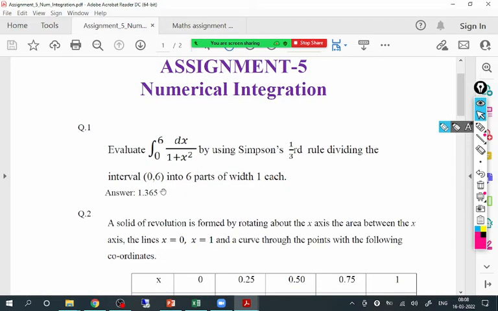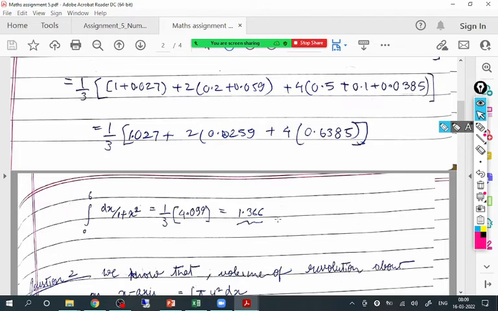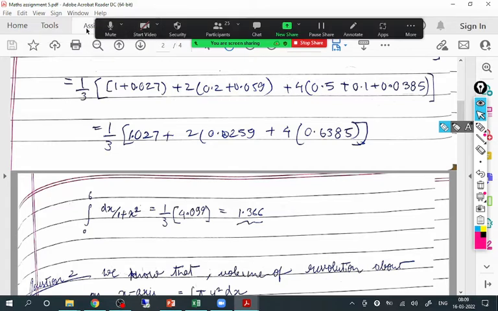Anyone have a doubt in the first question? So I have given 1.365 and it is 1.366. That is correct. This is also the correct answer up to 3 decimal places. Any doubt here in question 1? Yes, anyone? Is there a doubt? No, sir. Okay, good.